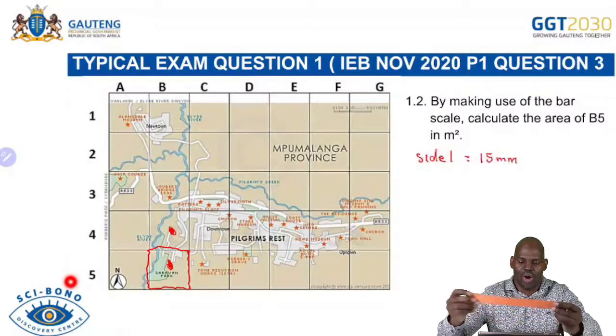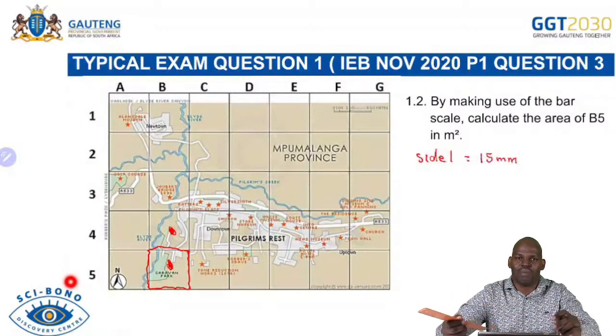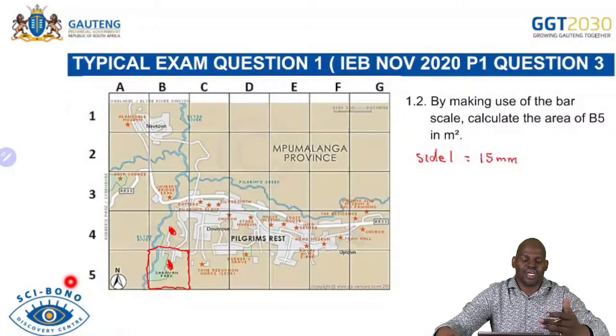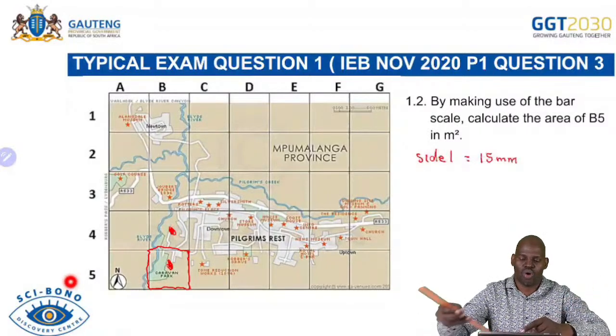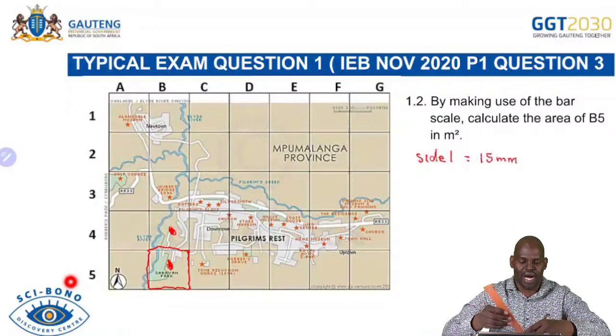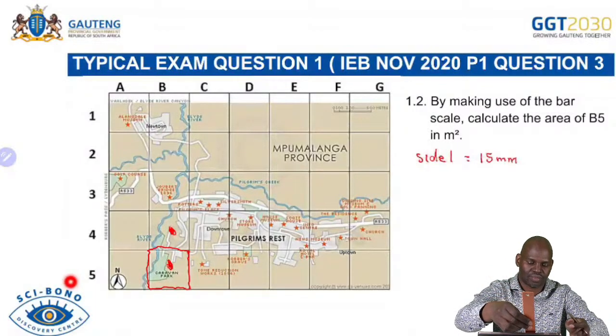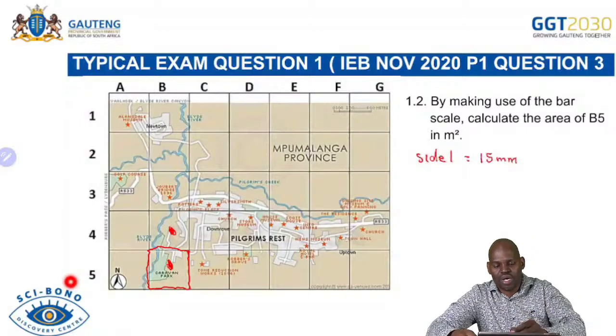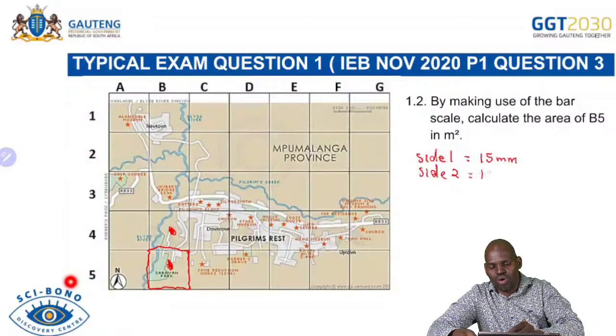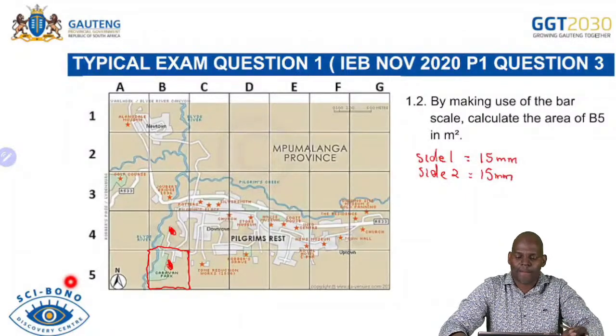Okay, and then I'll also have to check the other side. Remember, at the beginning, I said it looks like a rectangle, but we need to confirm that. I mean, it looks like a square, so we need to confirm that. So if I measure the other side, I still get 15 millimeters. So side 2 is also 15 millimeters. So it means this is a square.